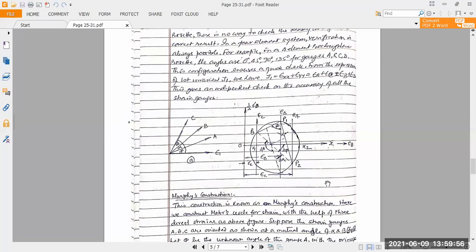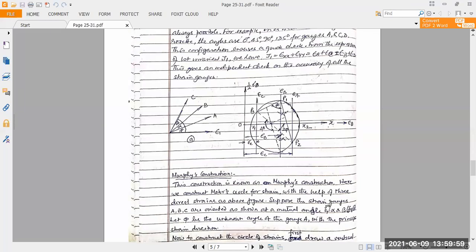another thing which is defined as Mohr's construction. We have just talked about Mohr strain gauges, Mohr circle, Mohr strain gauges. In the case of three-dimensional stresses, we use this construction, Mohr's construction. Here we show Mohr's circle of strain, but it is defined as Mohr's construction. What we do is, with the help of three direct strains we are using. We know that for the rectangular gauges we have three direct strains along x, along 45 degrees, along 90 degrees.